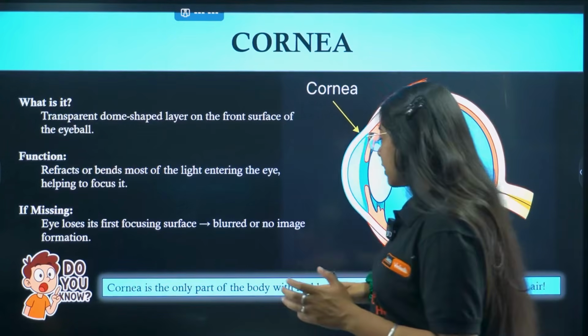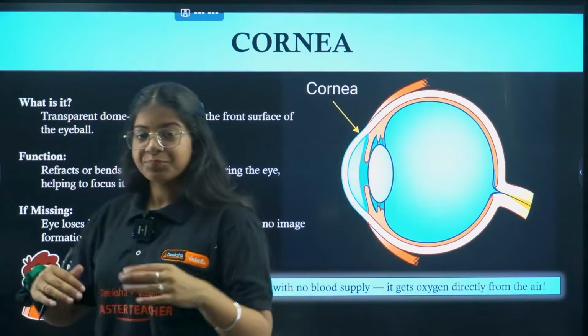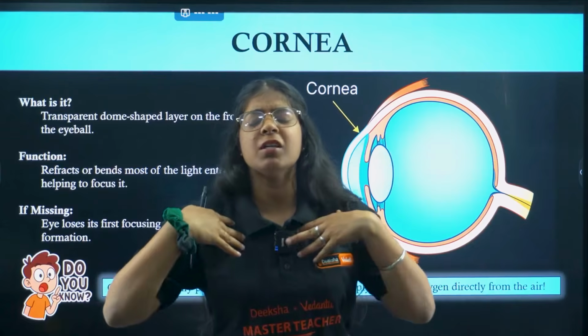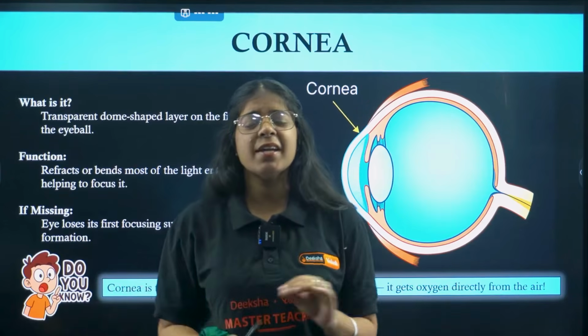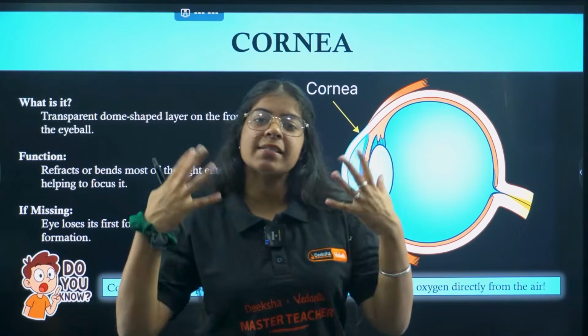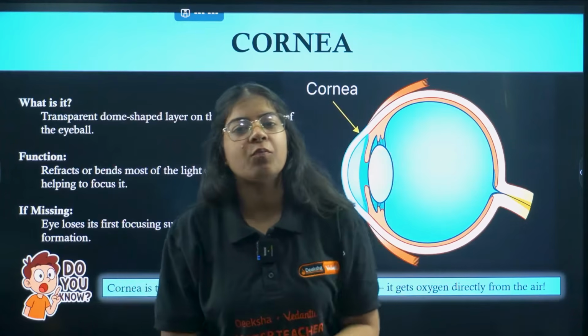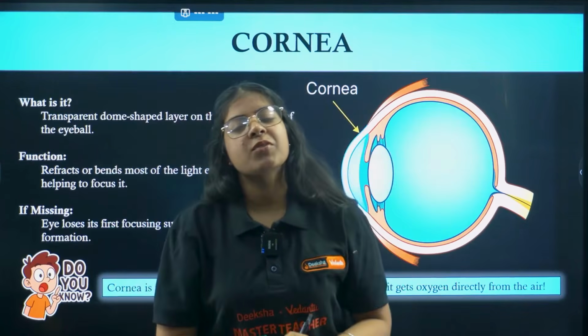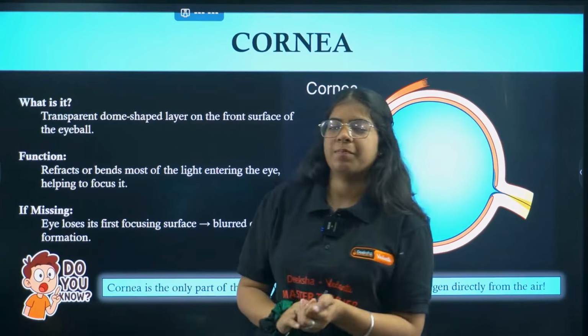Now, the cornea is the only part of our whole body where there is no blood supply. There is no blood supply in our cornea because it takes oxygen directly from the air, because it's in direct contact with the air, so it does not need any blood supply.